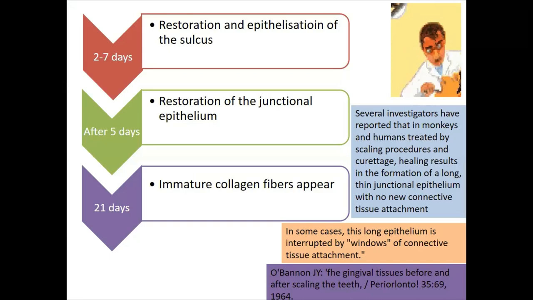In a 21-day span, about 3 weeks, even immature collagen fibers start appearing. Several investigators have reported in different human and animal studies that curettage in the long term, as a healing consequence, results in formation of a long thin junctional epithelium with no new connective tissue attachment. In some cases, a long epithelium is interrupted by windows of connective tissue attachment. This is known as healing by long junctional epithelium.